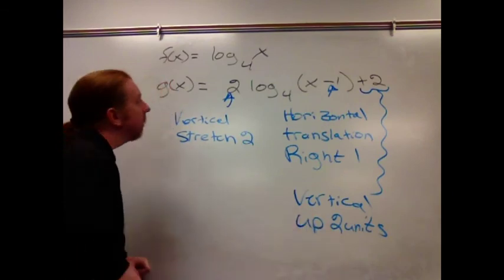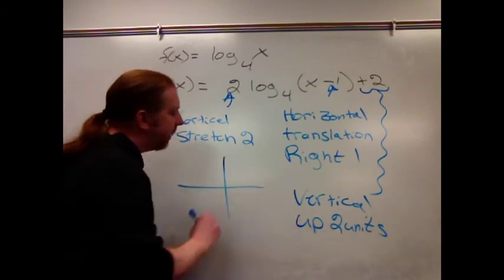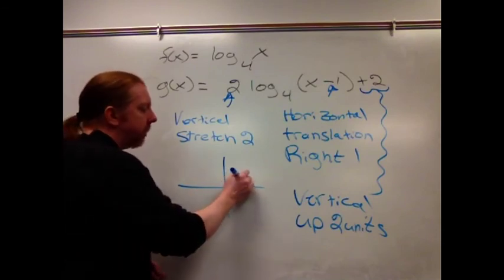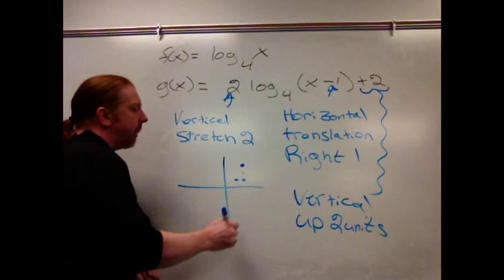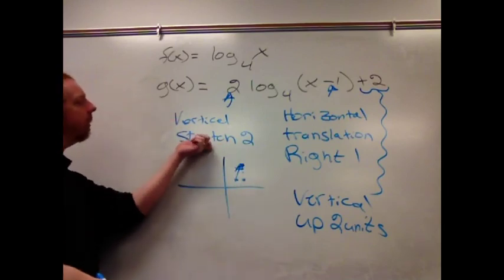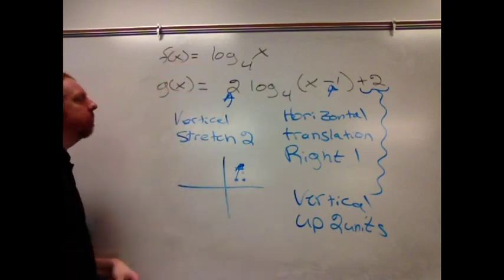2 more units. So for example, if I had originally included, say, this point here, it would now move 1 unit this way, and then 2 units up, and there would be my new position, and so forth and so on. And then the whole graph gets stretched by a factor of 2.